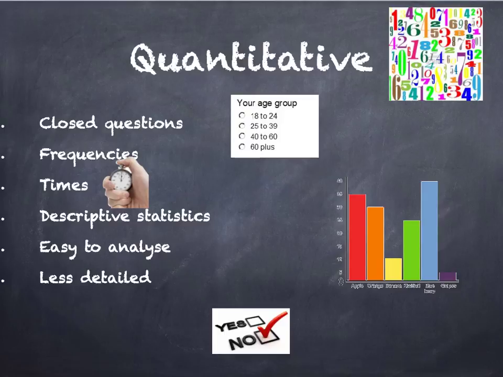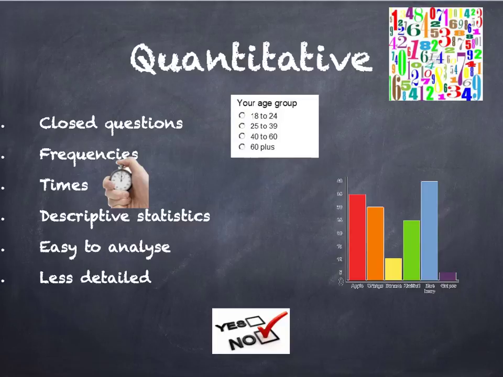We can also collect quantitative data if we're recording time. So if you were comparing people's concentration when they're listening to music or not listening to music, and you wanted them to complete a crossword puzzle to see under which condition they completed it more quickly, you could record their time in seconds or minutes, and that would be quantitative data as well.